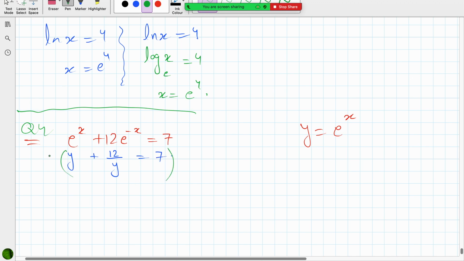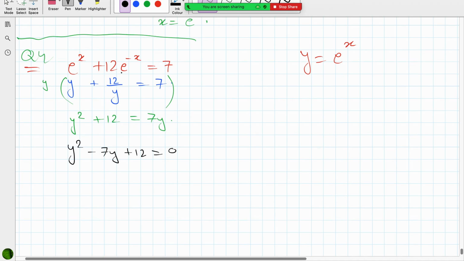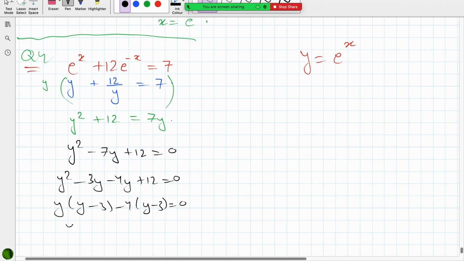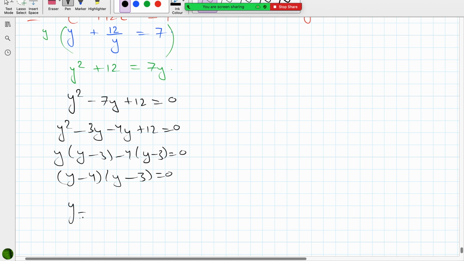Now I'm multiplying the whole equation by y. This becomes y squared plus 12 is equal to 7y. Rearranging the equation, y squared minus 7y plus 12 is equal to 0. Factorising, (y minus 4) times (y minus 3) is equal to 0, so y is equal to 4, y is equal to 3.